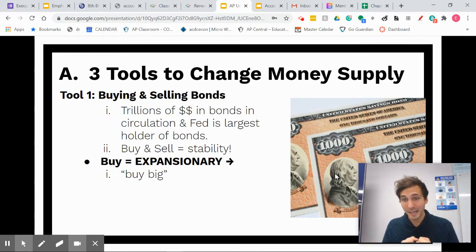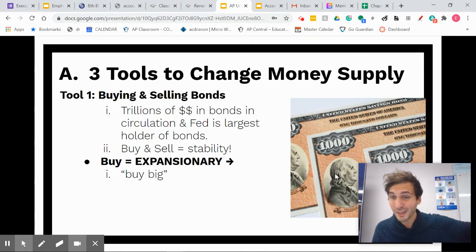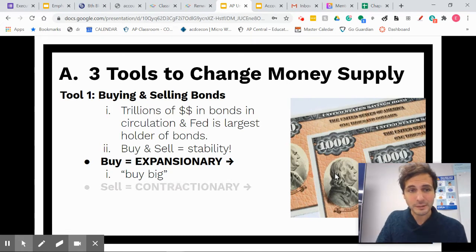Buy big. If they buy, it increases the supply of money because banks all over the United States have bonds currently on the books. The Federal Reserve gives them a bunch of money, takes the bonds away, buys the bonds from them, and the excess reserves of all these banks goes up in the amount of bonds they sold to the Fed. And now they have more loanable funds.